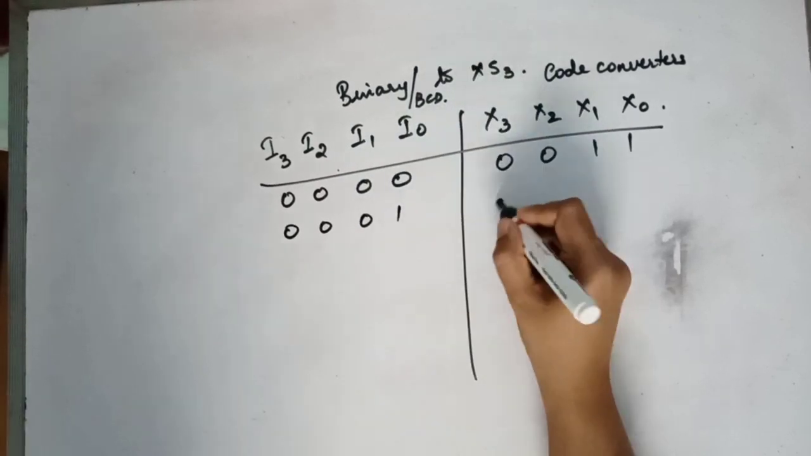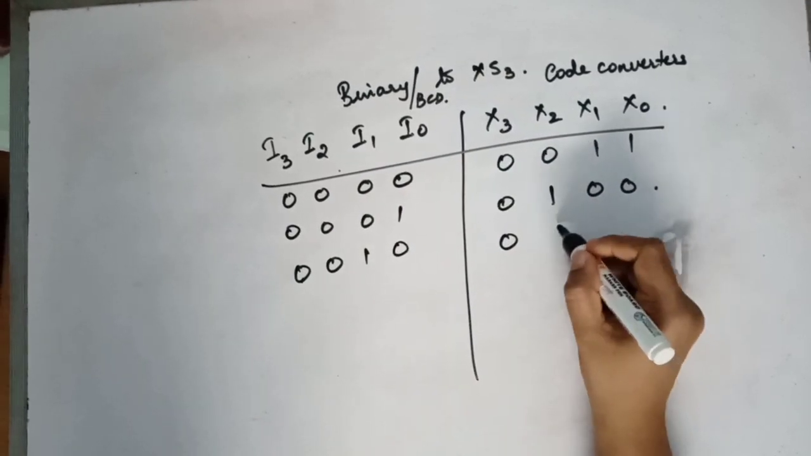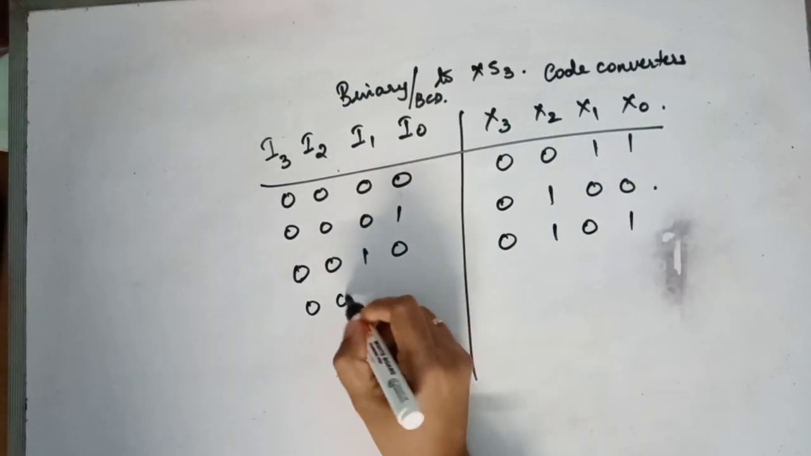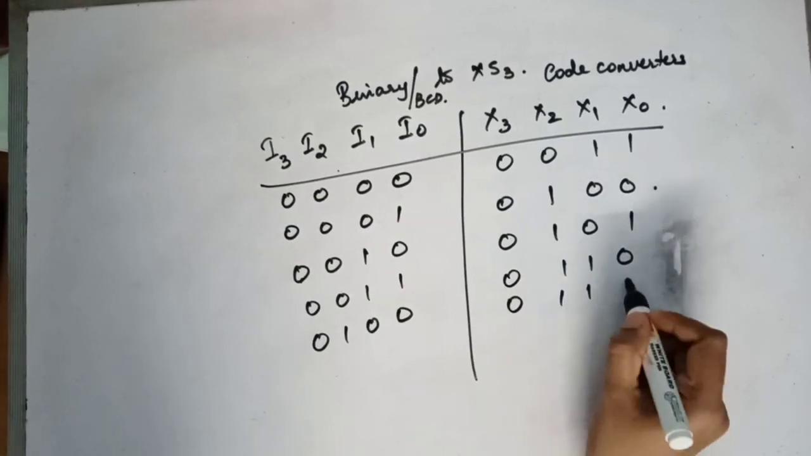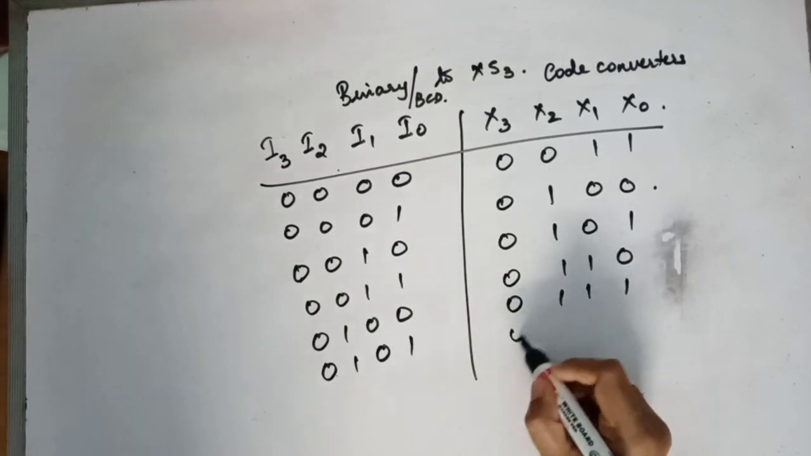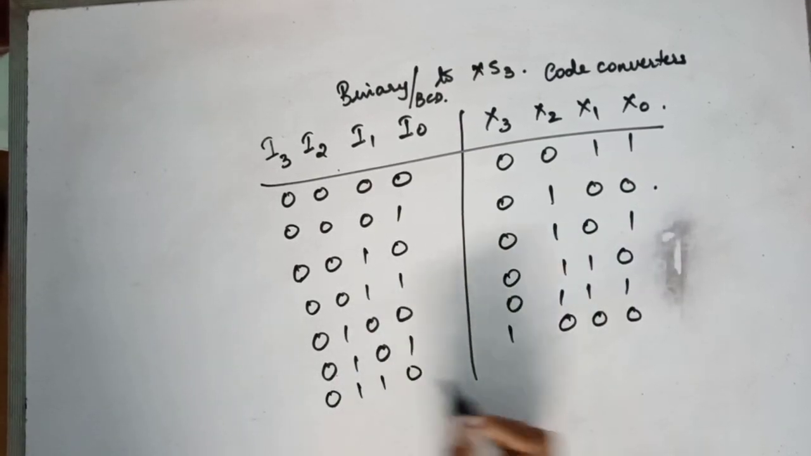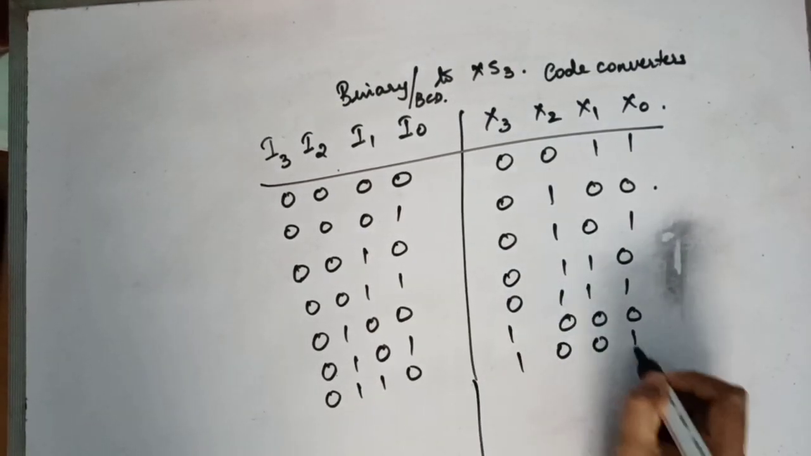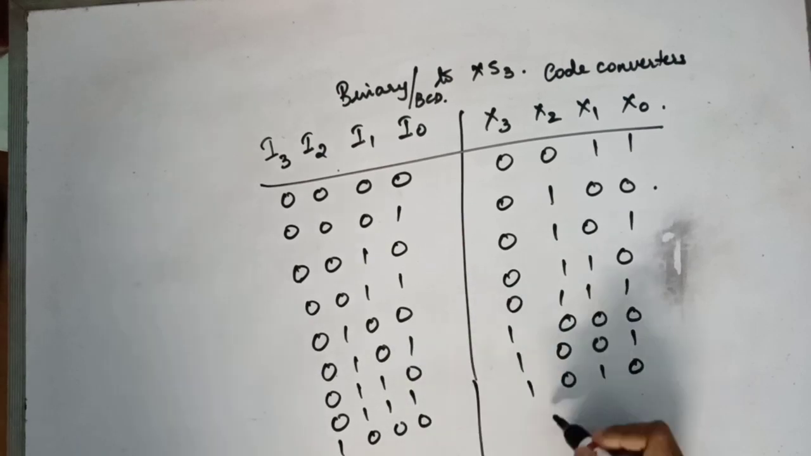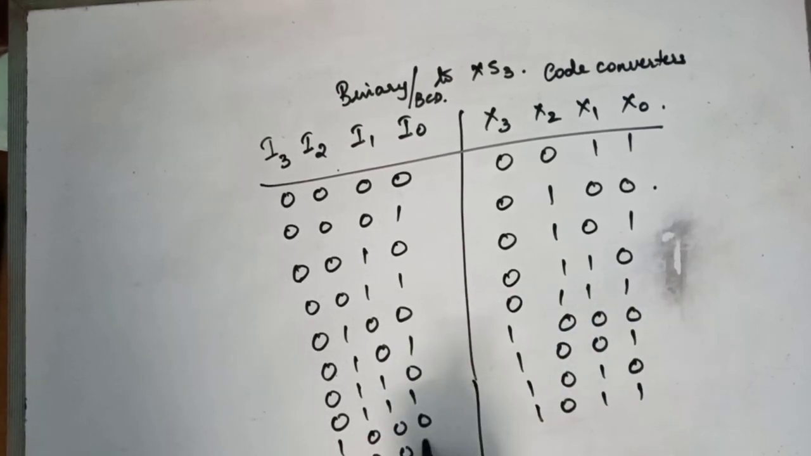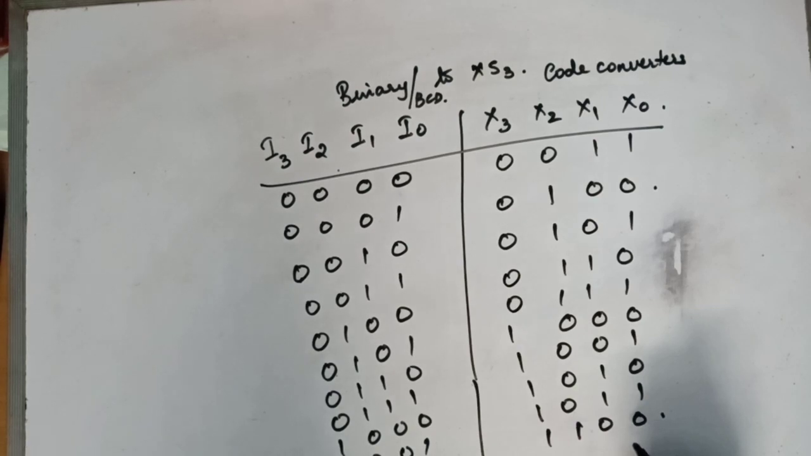So this will be like this. 2 will be 5, 3 will be 6, 4 will be 7, 5 will be 8, 6 will be 9, 7 will be 10, 8 will be 11, and 9 will be 12. So 12 is the largest number you can represent using 4 bits in XS3.